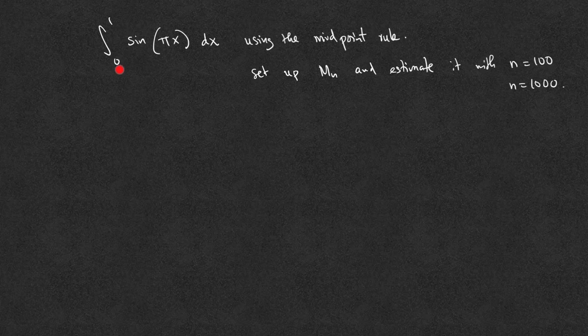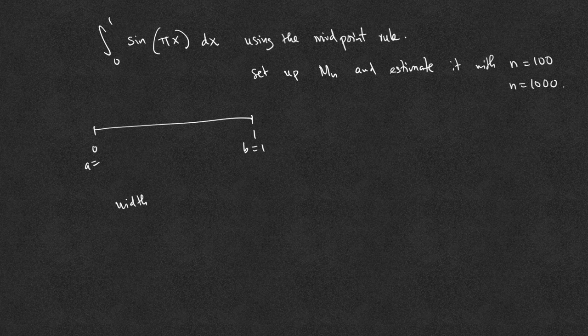For the integral from 0 to 1 of sine of pi x dx, using the midpoint rule, we will set up M sub n. This means using the midpoint with n rectangles. And then use the expression for M sub n and approximate it with n equals 100 and then n equals 1000. First, this definite integral is over the interval 0 to 1, where a equals 0 and b equals 1.